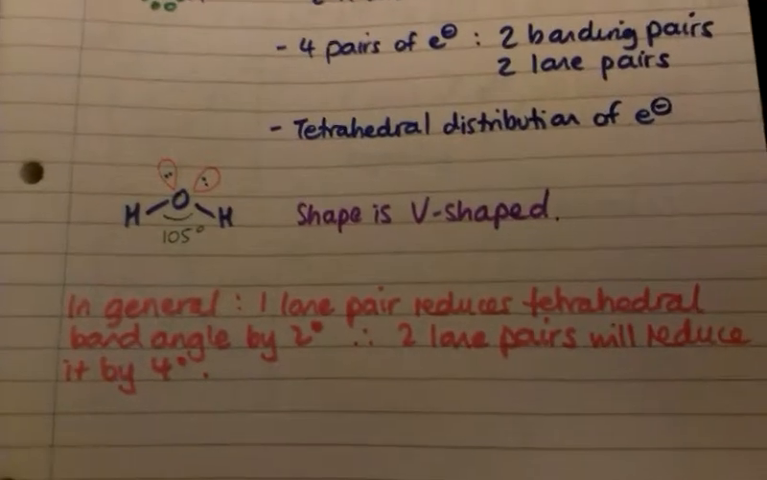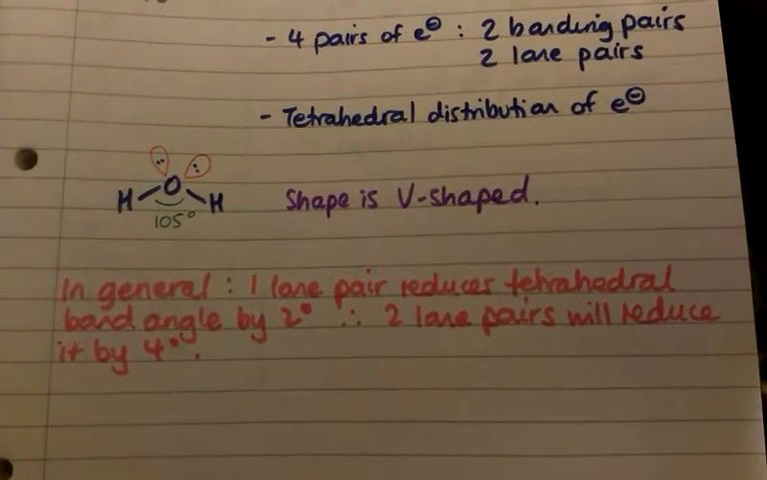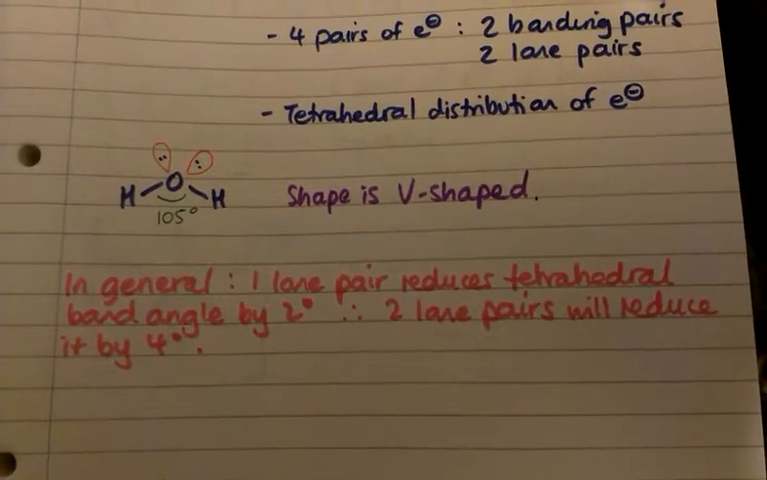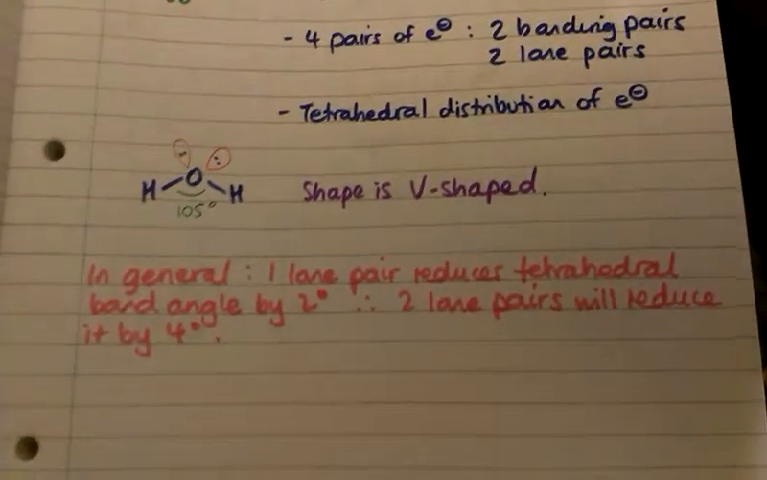In general, 1 lone pair of electrons reduces the tetrahedral bond angle by about 2 degrees, and because water has 2 lone pairs present, the bond angle is reduced by 4 degrees.